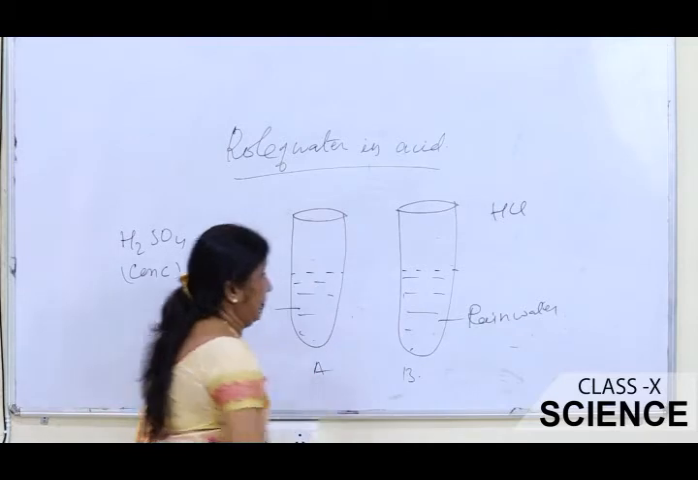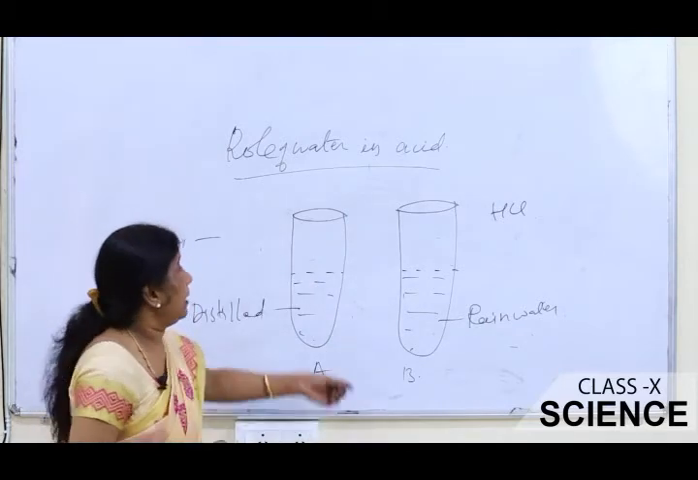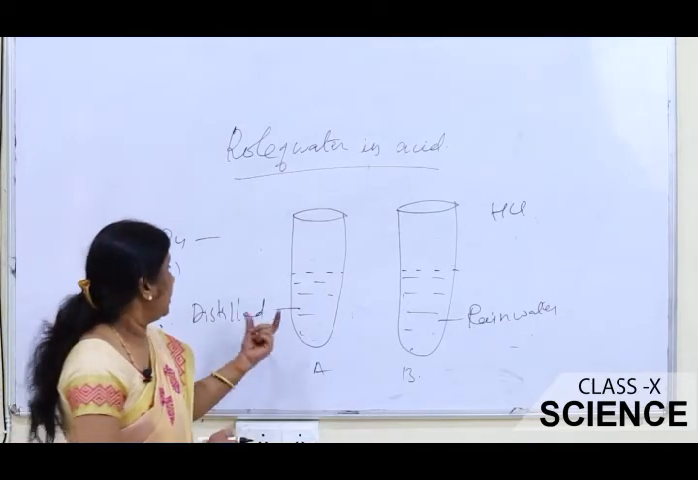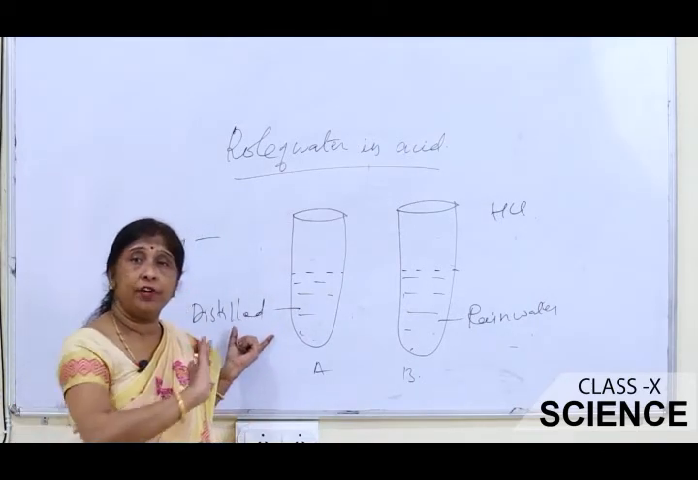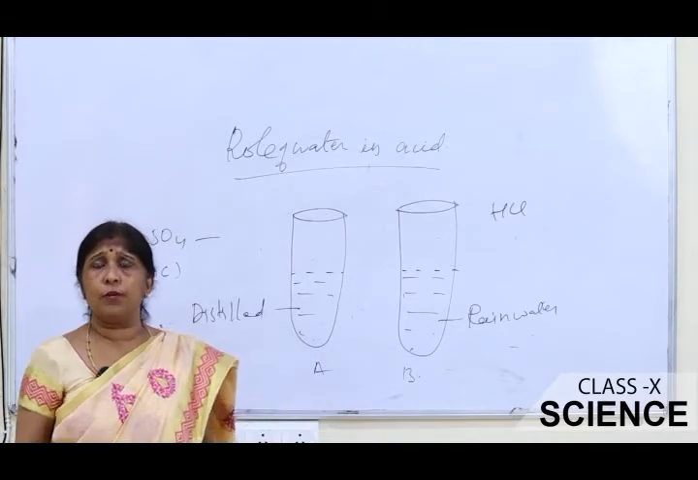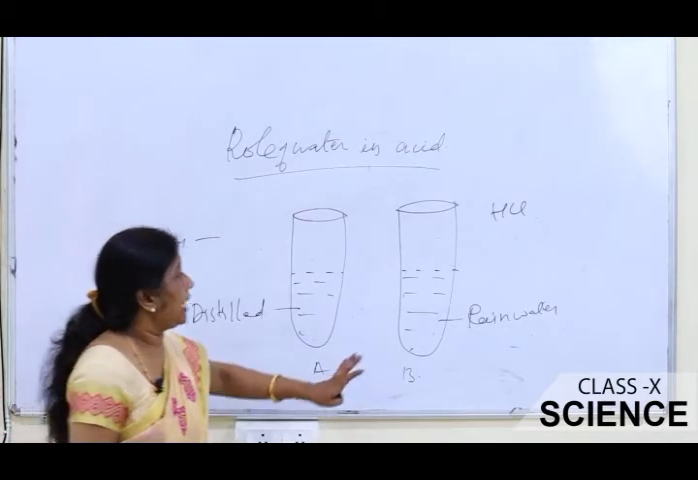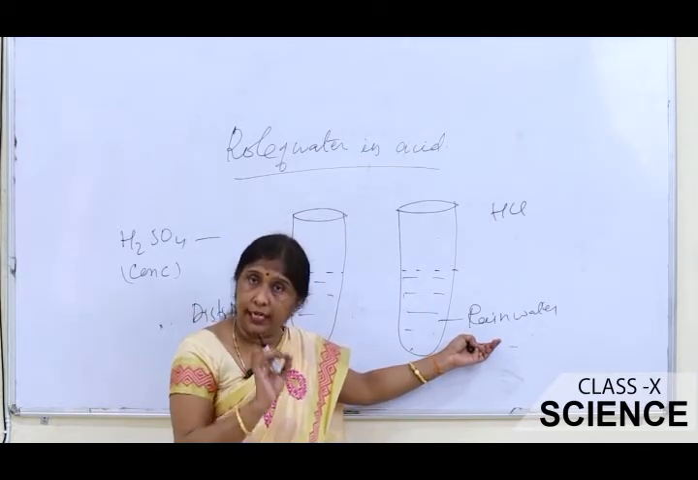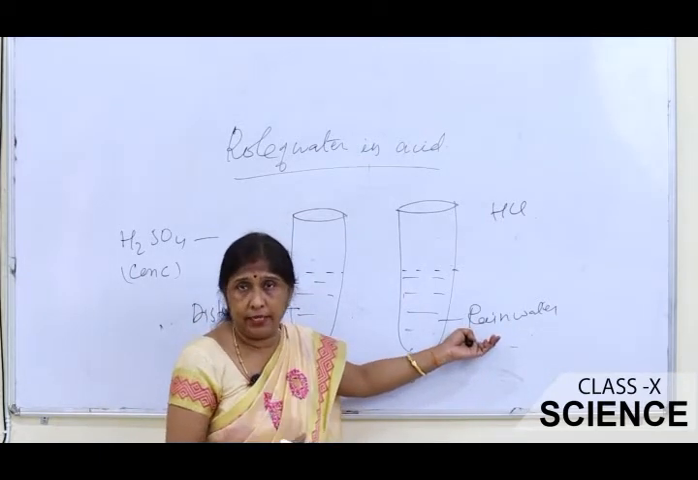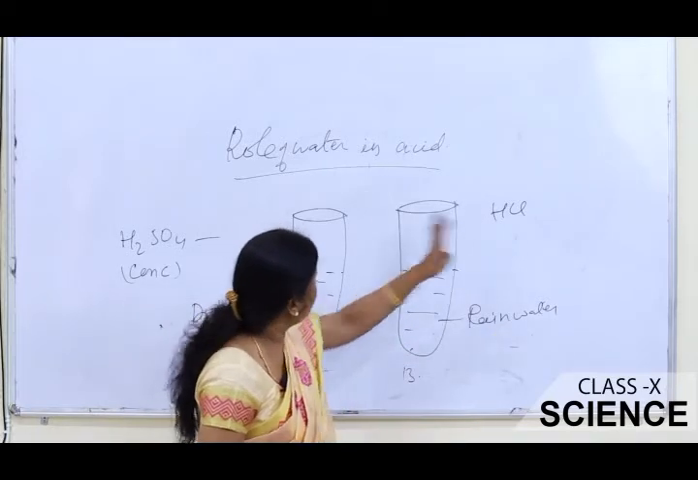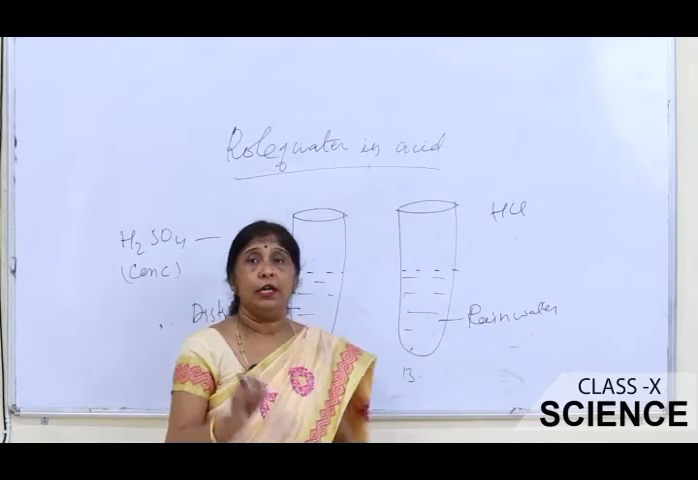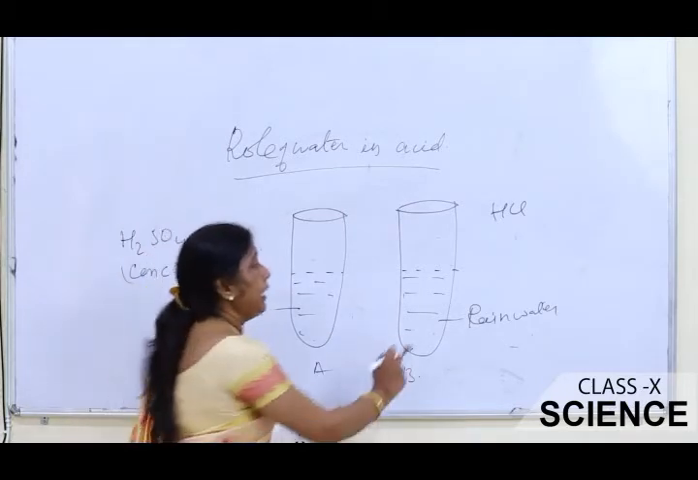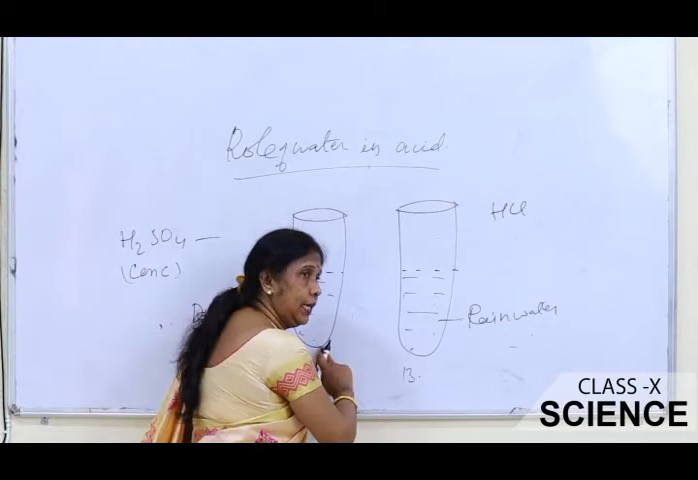Now what will happen? Can you tell me which of the test tubes will have more H plus ions? See here, the distilled water, we know that it is free from any type of impurities, whereas the rainwater may contain some amount of dissolved acid or some dissolved salt. So when I add the same amount of HCl in both the test tubes, what will happen? The H plus ion will obviously be more in the rainwater than in the distilled water.